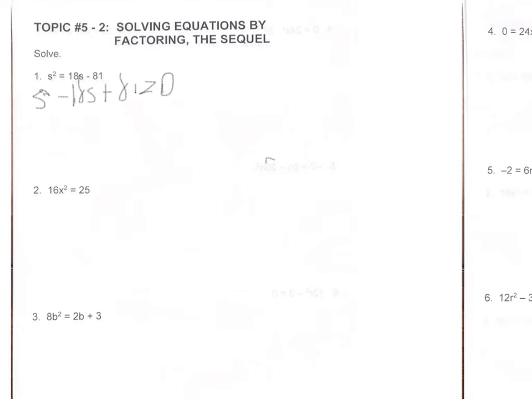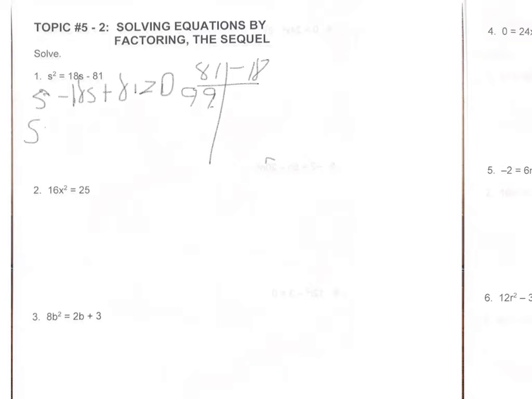So s squared minus 18s plus 81 equals 0. So we want the factors of 81 that add up to negative 18. So it'd be 9 and 9.